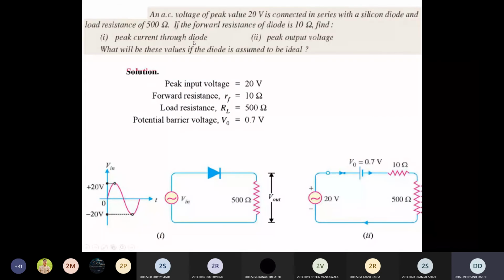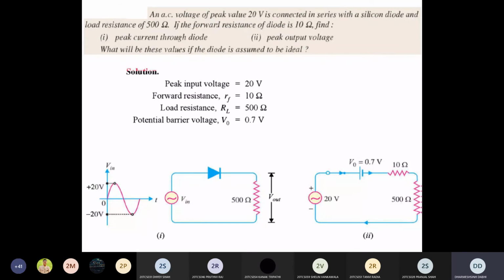Find the peak current through the diode. Second, find the peak output voltage. And what will be these values if the diode is assumed to be ideal? Find out the same values, peak current through the diode and peak output voltage, by assuming that the diode is an ideal switch. So first you calculate the peak current of the diode and the peak output voltage by considering that it is a practical diode.